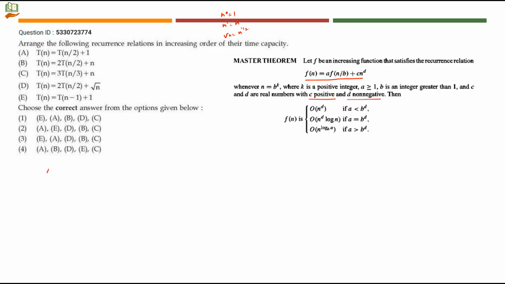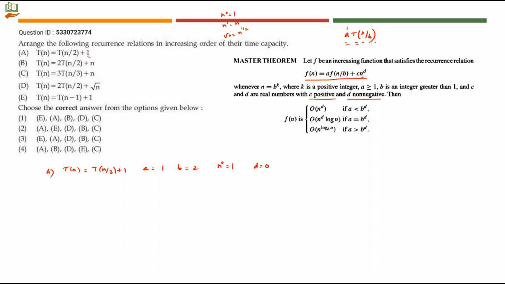Let's start with A. We have T of n is equal to T of n by 2 plus 1. This is in the form of n by b. So from this we can take the value of a to be 1, b to be 2. We are comparing it with a of T into n by b. So we are just considering this to be a value and this to be b value. Here the function is given as 1. 1 means we know n power 0 is equal to 1. So what is this n power d? So here d is equal to 0.